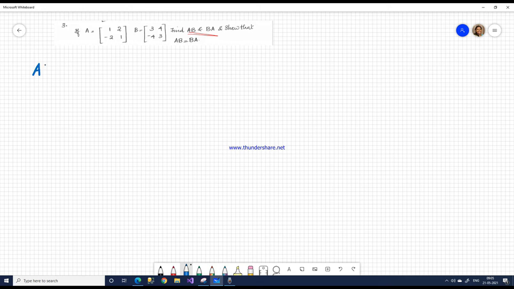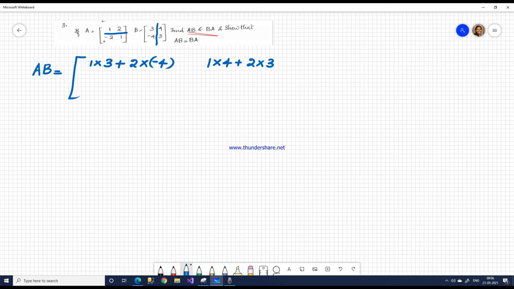So AB is equal to, this is a 2 by 2 matrix and this is a 2 by 2 matrix. So the resultant matrix will be a 2 by 2 matrix as well. So this row multiplying with this column. So 1 into 3 plus 2 into minus 4. Then 1 into 4 plus 2 into 3.